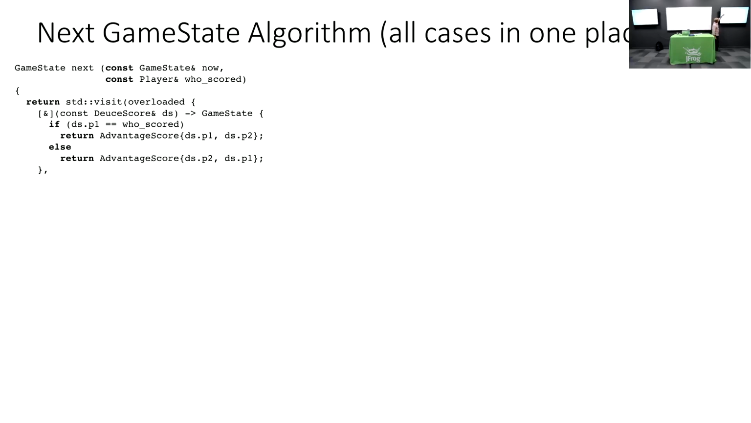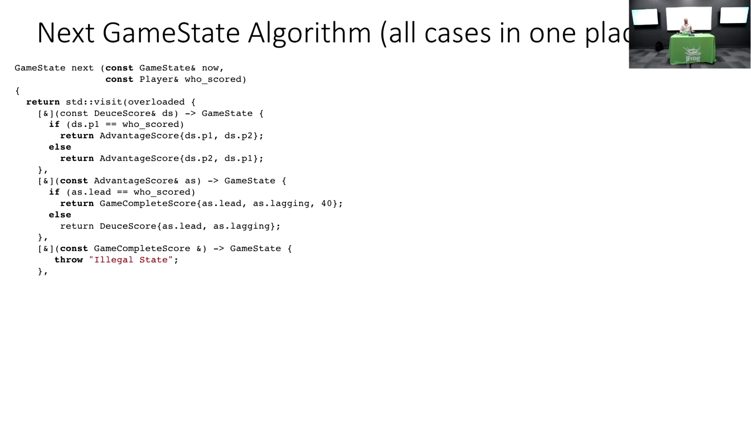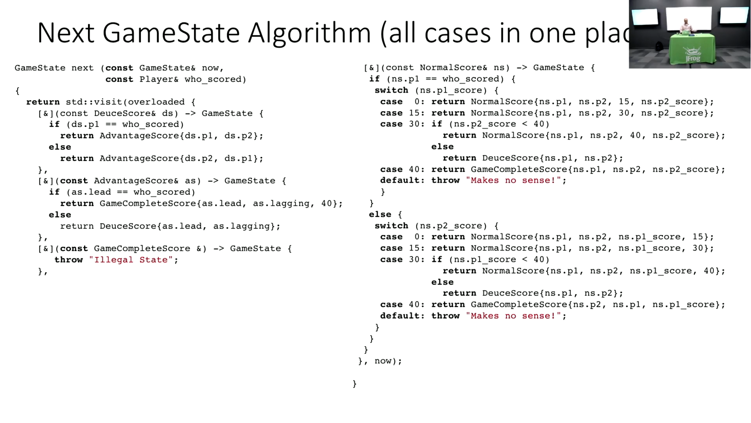So this is for deuce. We'll go ahead and add a case for a normal score. That's going to be a little bit more complicated. The others are from advantage score, someone can win, and from game complete score, it is just an illegal state. And on the right hand side here, this is the much bigger part, which is the normal score, and whoever scores, depending upon that, we return a new game state.